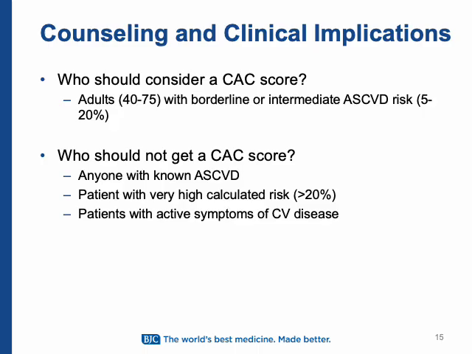Okay, now let's discuss counseling and clinical implications. So we have a patient in front of us and they're asking, should I get a CAC score? Who is the ideal candidate for a coronary artery calcium score? The guidelines from the American College of Cardiology and American Heart Association suggest that a score is helpful in adults ages 40 to 75 who have an ASCVD risk calculation between 5 and 20%, either in the borderline or intermediate risk range.